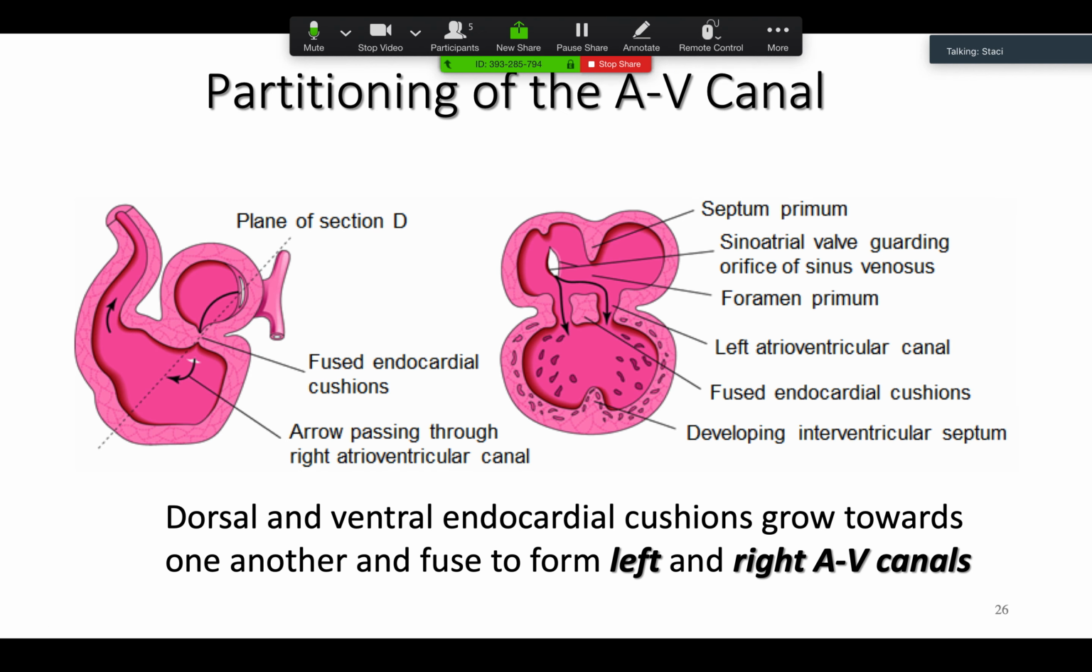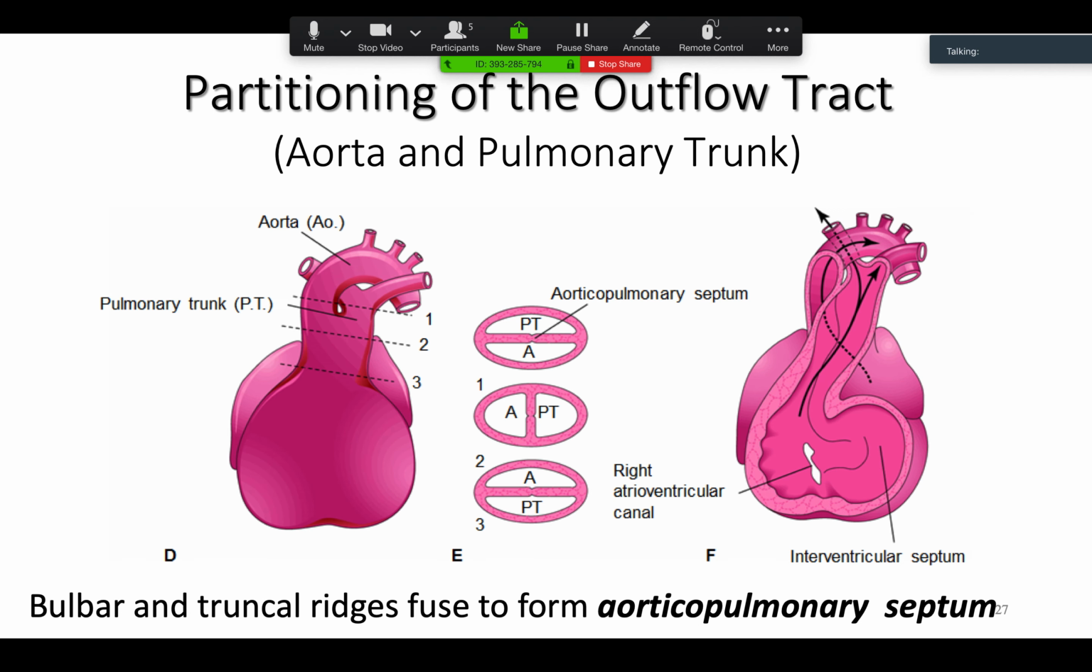Okay, partitioning of the AV canal. So there's these cushions, and right here, here's endocardial cushions, and they're going to grow towards one another to form the left and right AV canal. So these cushions are pretty important in forming the AV. Okay, the outflow tract, which is the aorta and pulmonary trunk, the bulbar and truncal ridges fuse to form that aorticopulmonary septum. And you can see here's the septum right here.